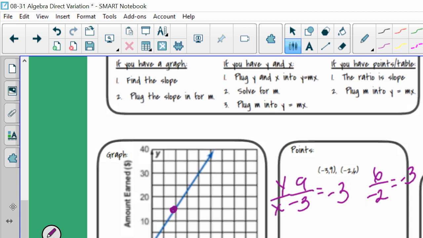Okay, so my equation is y equals half x. Or I can say y equals x over 2. Same thing.